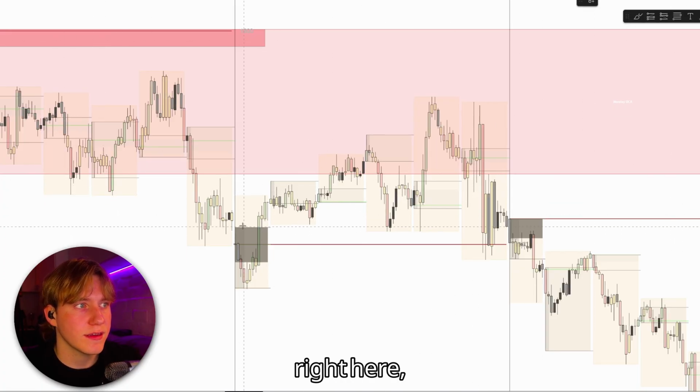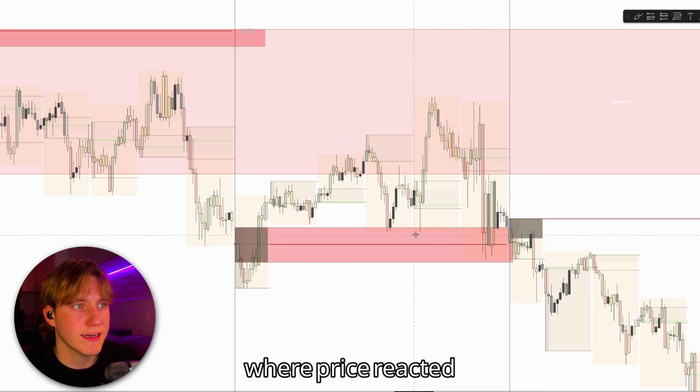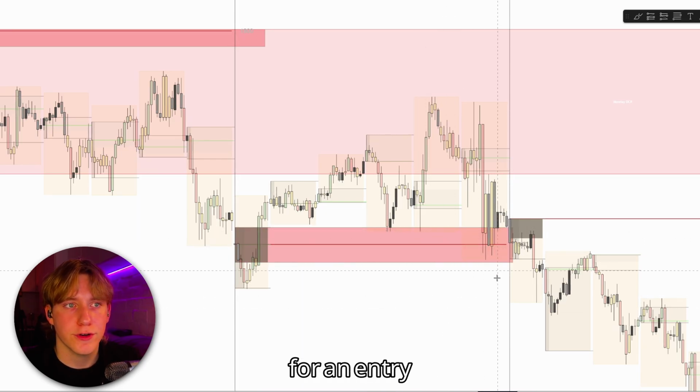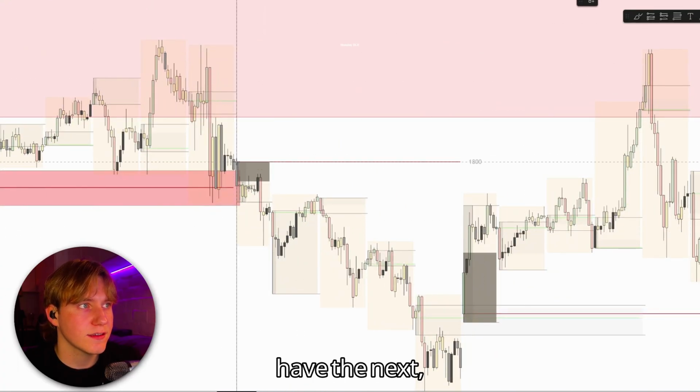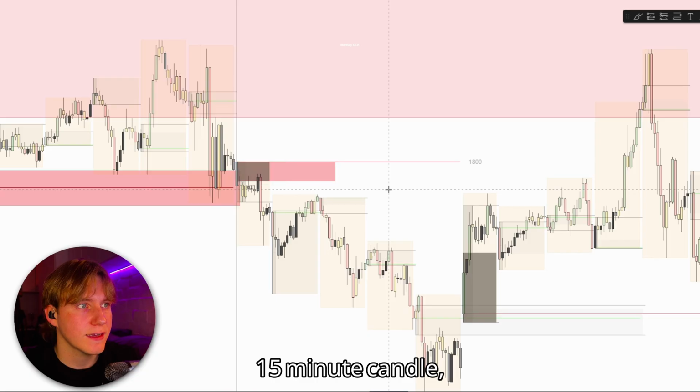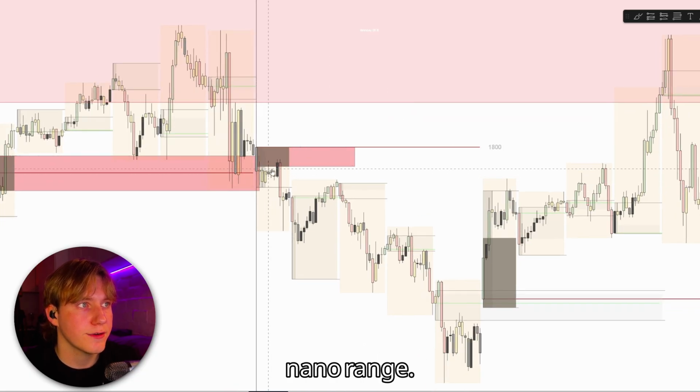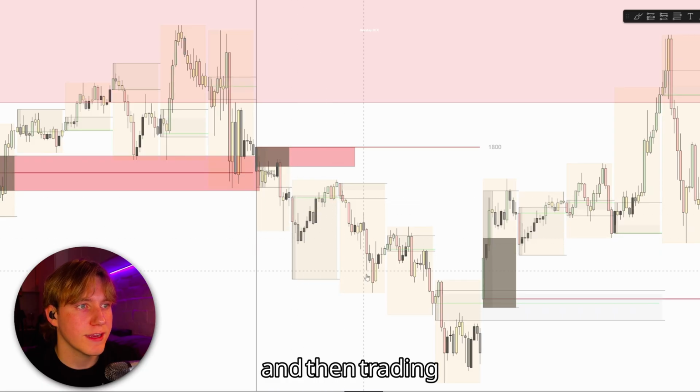And then we can see right here, we have a new daily nano range where price reacted off of it multiple times for an entry and using it as drawn liquidity. Here we have the next, but see, this one's not an entire 15-minute candle, but it's still going to show you the entire nano range. Here we can see price confirming on that nano range and then trading away from it.